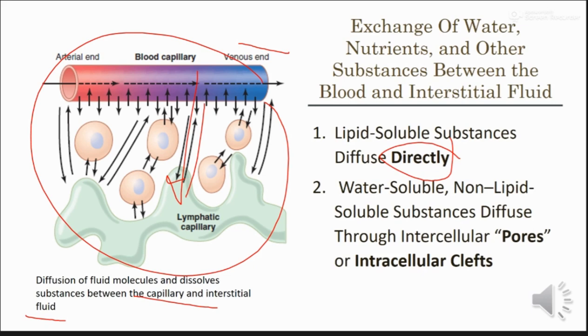They are very important, so you don't need pores or clefts for them. Also, the rate of their exchange or transport is increased. They are really fast. Then the water-soluble substances, like sodium ions, glucose, chloride, and water, have to go through the pores or intercellular clefts.